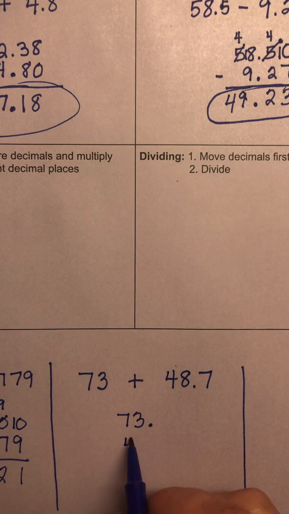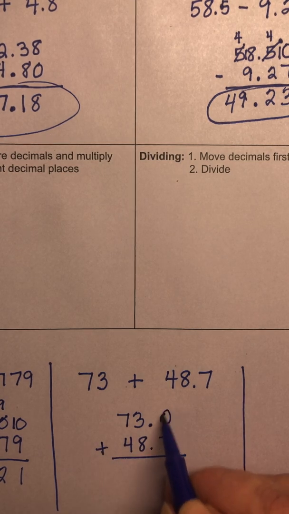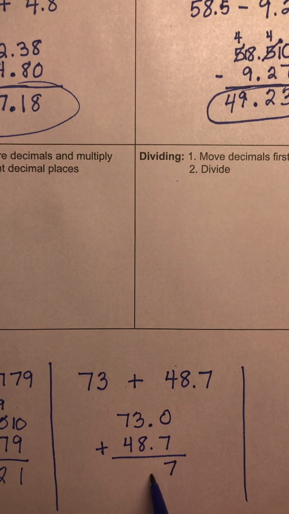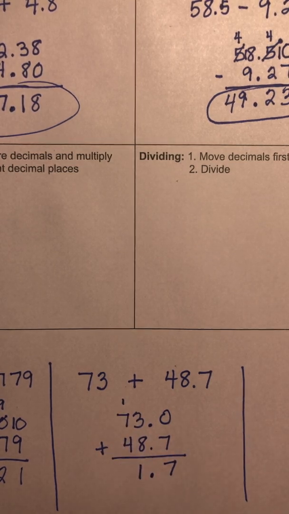Now I can line up my decimals. 48.7, okay? I need to annex a 0, and now I can add 0 plus 7, keep my decimals lined up. 3 plus 8, carry it. 7 plus 1 is 8, 9, 10, 11, 12. The answer is 121.7.